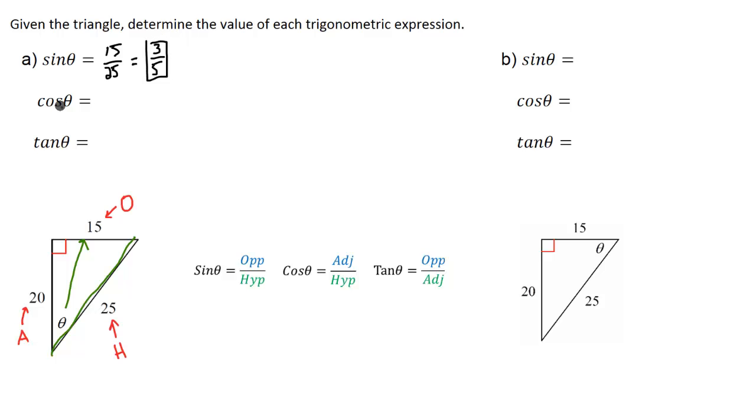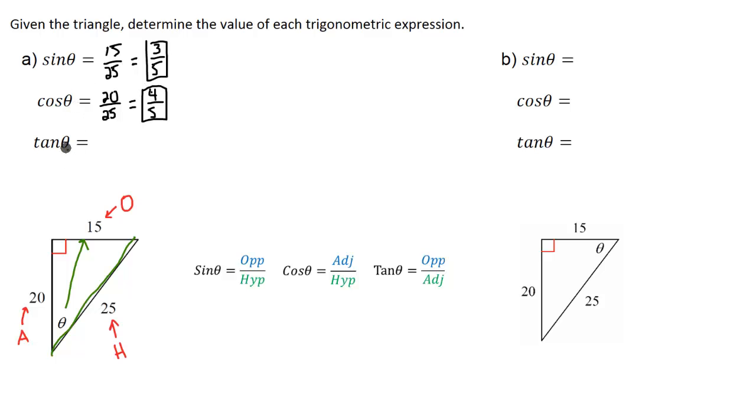Cosine of theta is adjacent over hypotenuse. So the adjacent side we said was 20. So I put 20 down for the numerator, and again the hypotenuse is of course 25. We could reduce this one as well. 5 goes into both of these, so 20 divided by 5 is 4, and then 25 divided by 5 is 5. So this is going to be the trig ratio that matches up with cosine of theta.